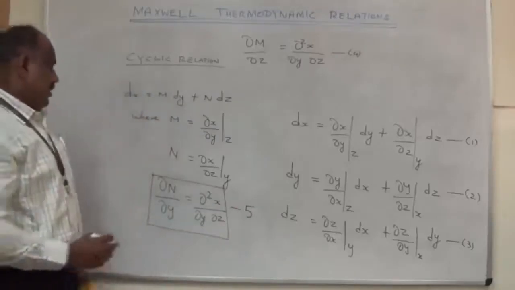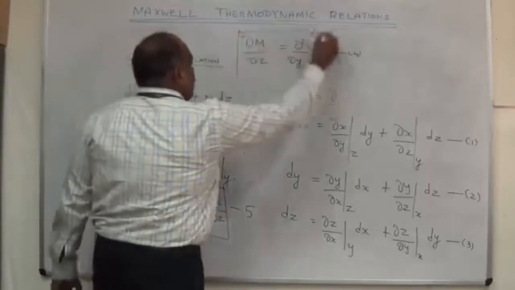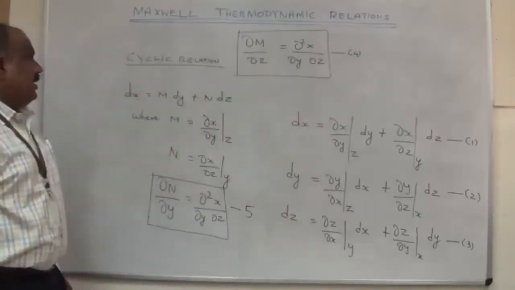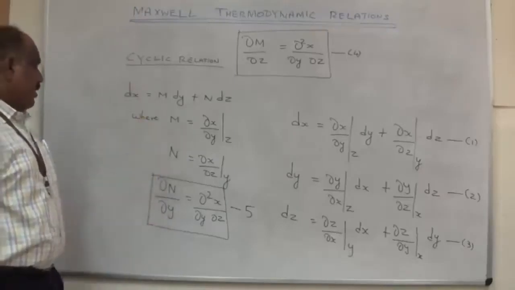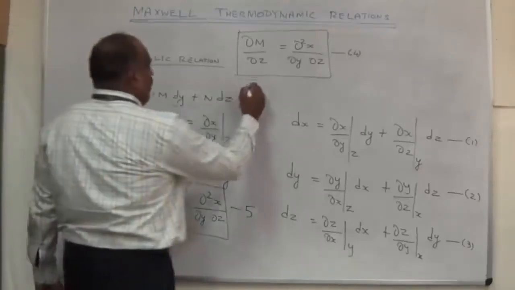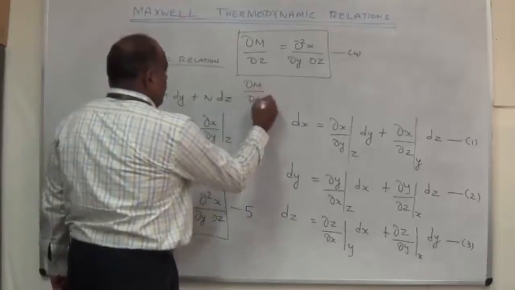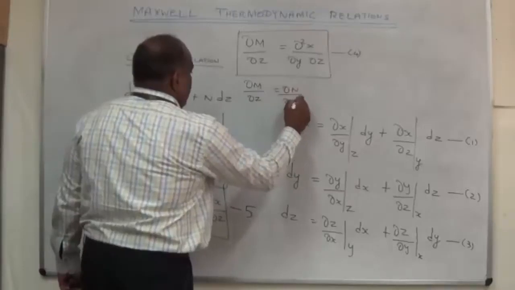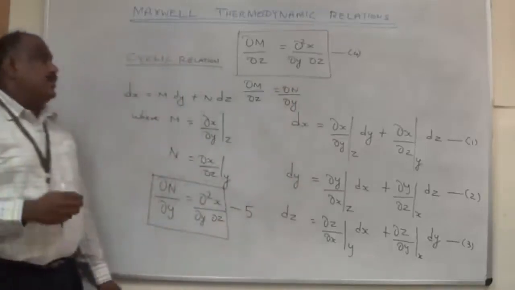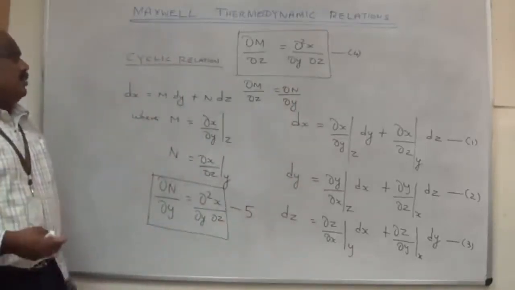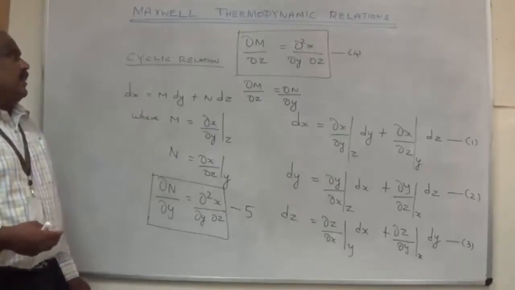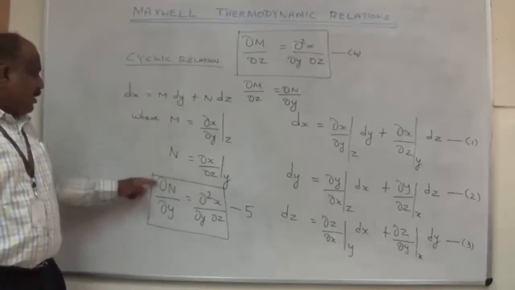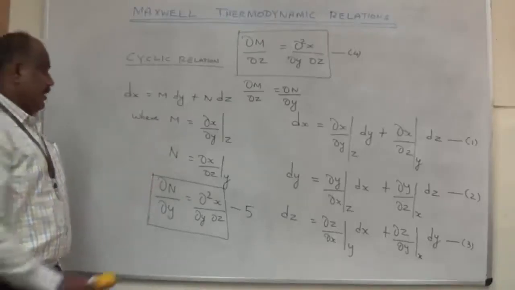From 4 and 5, we can see that the right hand sides are equal, dou squared x by dou y dou z, which means dou M by dou z will be equal to dou N by dou y. These concepts we will be using in the near future to derive the thermodynamic relationships. That is, when you go for the second order derivative, dou M by dou z and dou N by dou y remain the same.